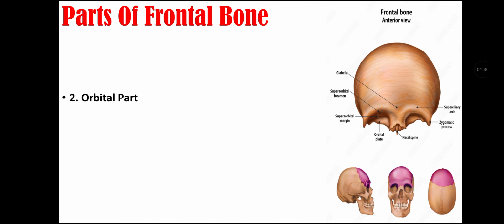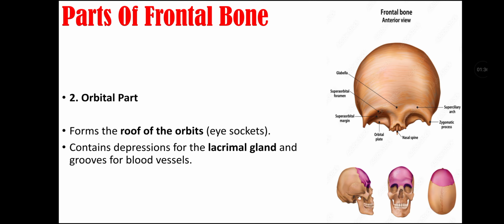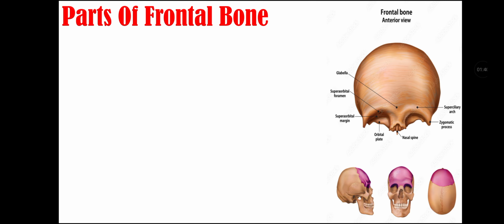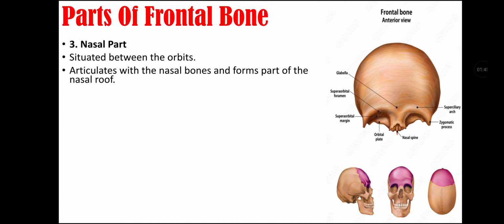Next part of frontal bone is orbital parts. They form the roof of the orbits that are also called as eye sockets. They contain depression for lacrimal gland and groove for blood vessels. Next part of frontal bone is nasal part. It is situated between the orbits. It articulates with nasal bone and forms part of nasal cavity.